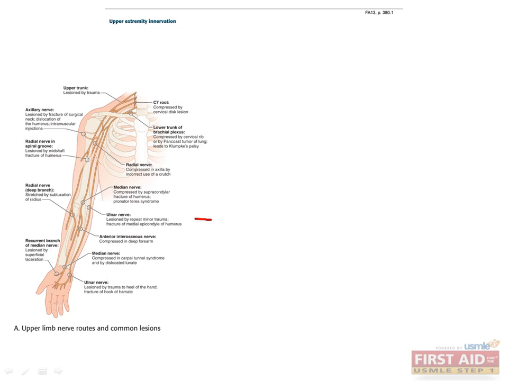Proximal ulnar nerve injuries also occur by fracture of the medial epicondyle of the humerus. More distally, the ulnar nerve can be lesioned when it's just beyond the wrist, or it can be lesioned by trauma to the heel of the hand, or a fracture of the hook of the hamate bone, both of which we'll discuss in a moment. Don't confuse the lunate and the hamate in relation to median and ulnar nerve injuries, respectively.